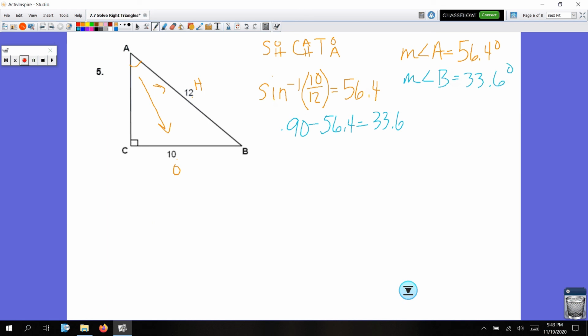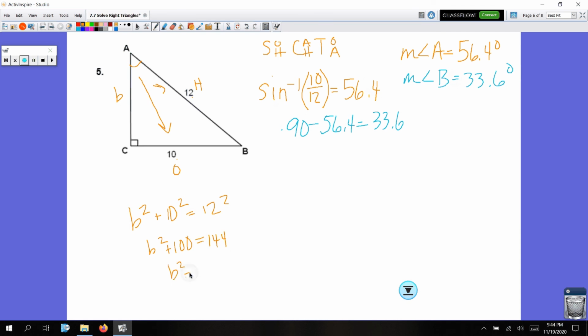And now we just are missing a side, right? Let's just call this side little b, right? We're looking for b. So we can use the Pythagorean theorem again, right? B squared plus 10 squared equals 12 squared. So b squared plus 100 equals 144.